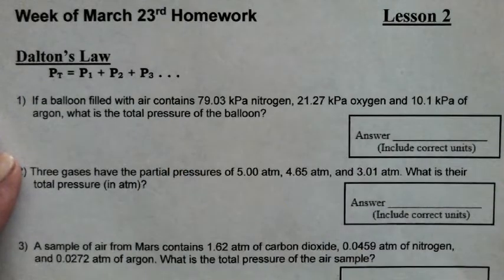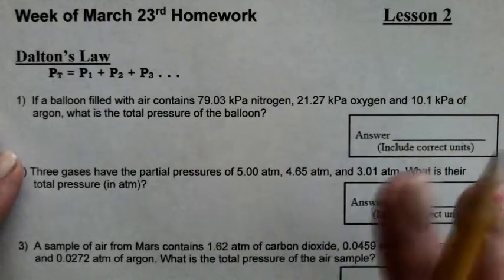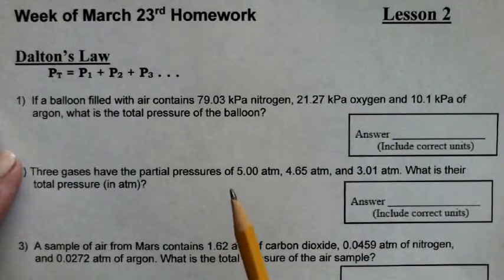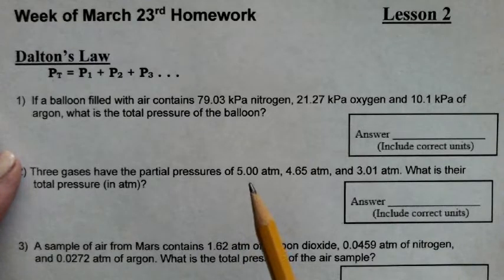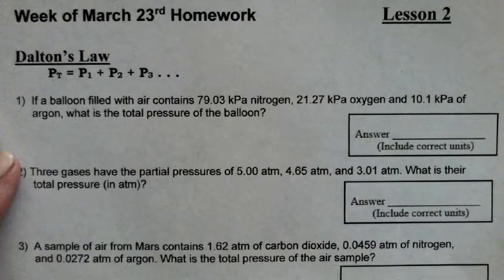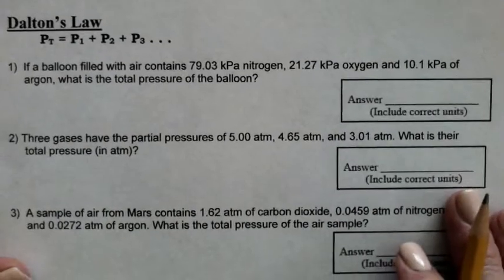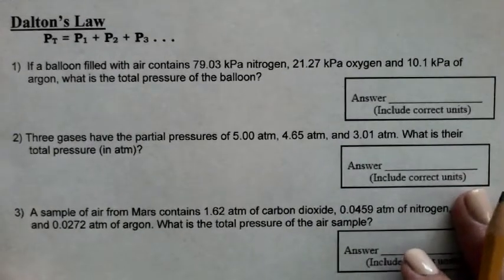We'll do 1, 3, and 5, and we've made sure that all of the units are the same. That's usually the only problem with doing these Dalton's Law problems, is that all the units have to be the same, and a lot of times we'll give you problems where you'll have to do conversions so that all the units are in atmospheres or all the units are in kilopascals. But for this lesson we haven't done that. They're all in the same unit, so really it's just addition, subtraction.